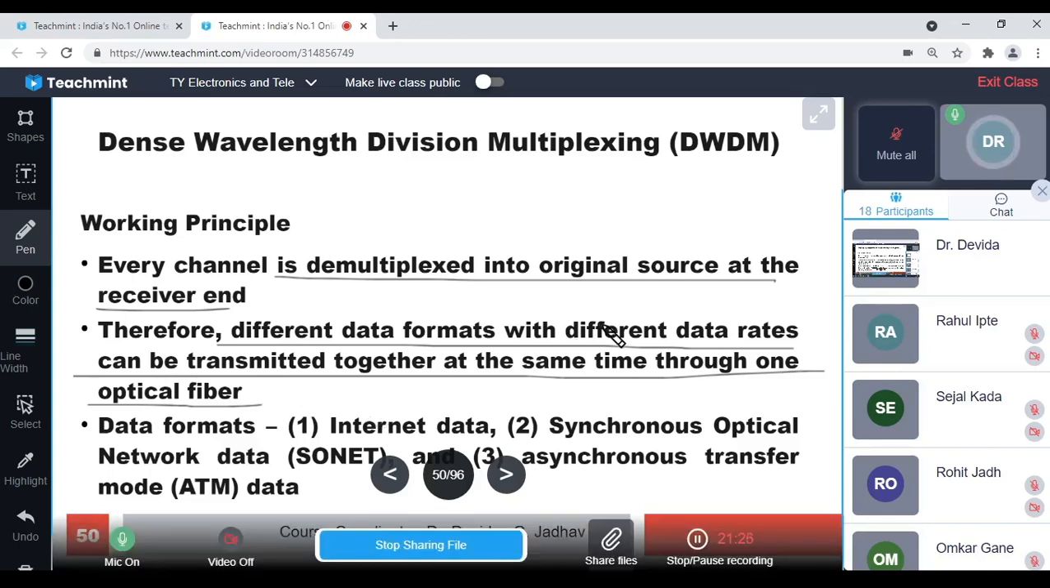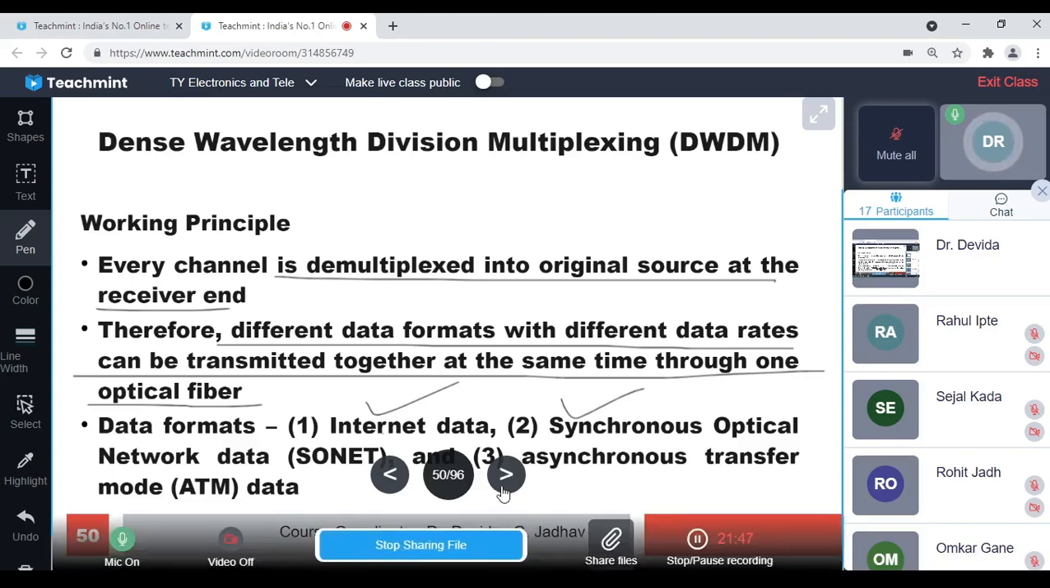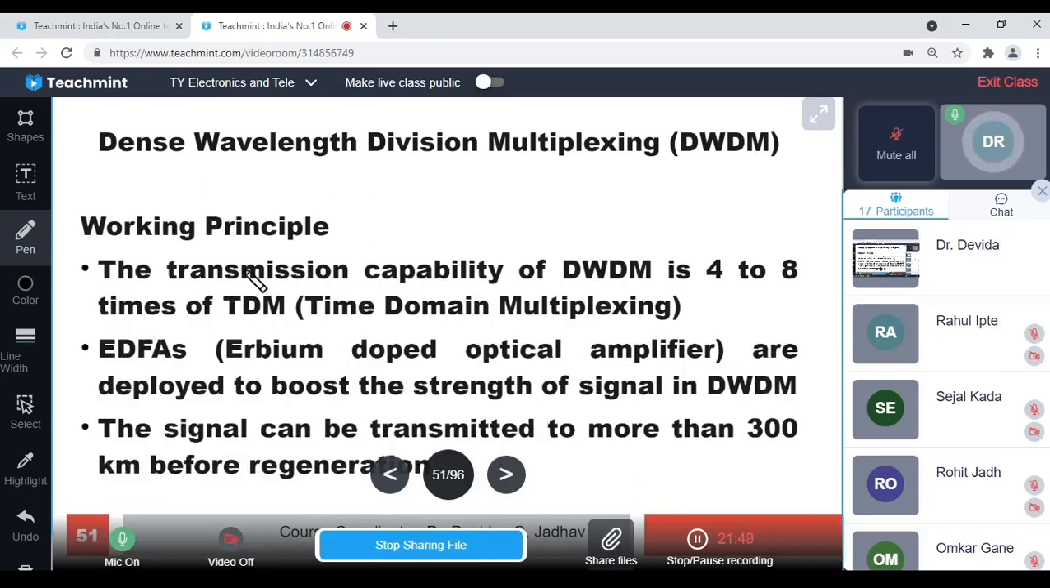The data formats can be different, like internet data, synchronous optical network data, that is SONET, and asynchronous transfer mode, that is ATM. So all these or any others can be clubbed together, can be combined together, and again they may have different data rates. So all possibilities are there.